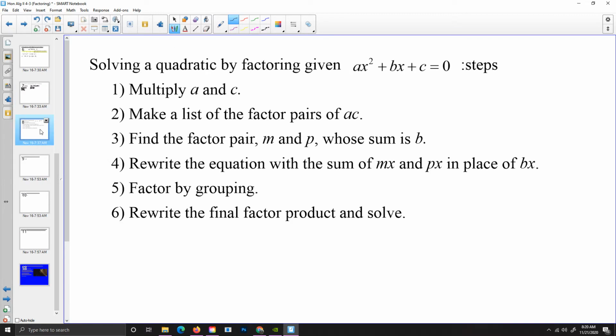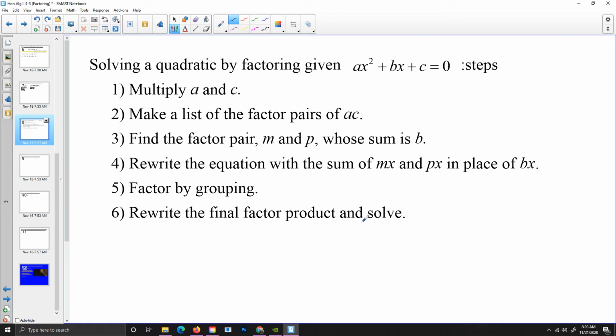Solving a quadratic by factoring given ax squared plus bx plus c is equal to 0. Now sometimes you can factor, and here are the steps. The first thing you're going to want to do is identify this is the a value, this is the c value. Then you're going to make a list of factor pairs of a and c, and you're going to find the factor pair m and p whose sum is b. We're going to rewrite the equation with a sum of mx and px in place of bx. We're going to factor by grouping, and then we're going to rewrite the final product and solve.